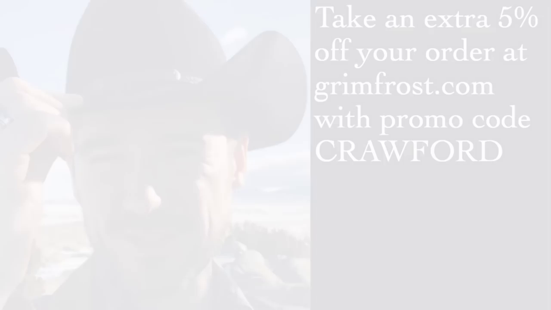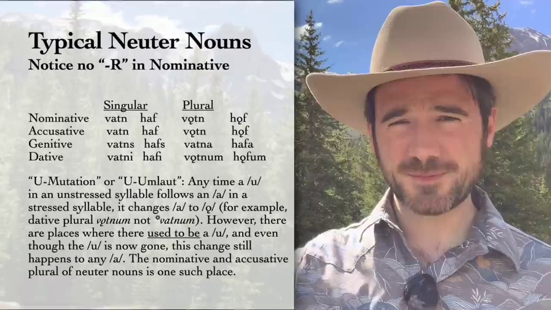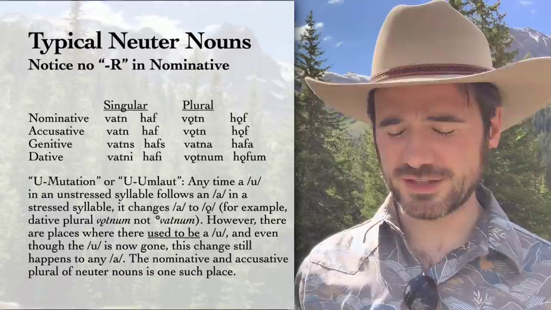Neuter nouns look basically like masculine nouns, although they don't end in that R in the nominative. Let's take another element as our example. Vatn, water. Nominative, vatn, water flows. Accusative, vatn, so they're the same. I see water, vatn.